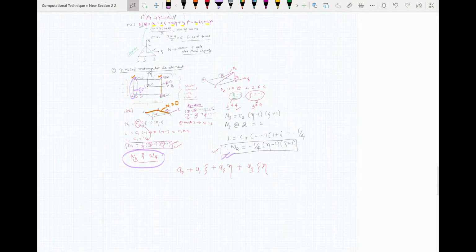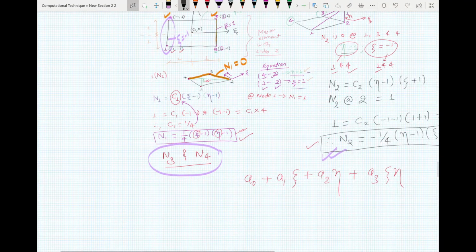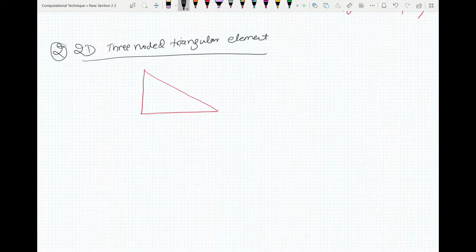Now let's look into a triangular element. Generally in a triangle, what we do is we assume a center point here for our coordinate axis, and this will be our xi and this will be our eta. Let's say this is node 1, this will be node 2. Now here, since this is 0, this will be 1 comma 0, and your minus 1 will be somewhere here.